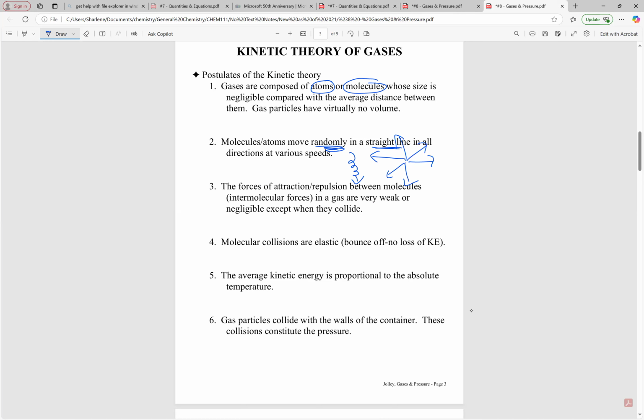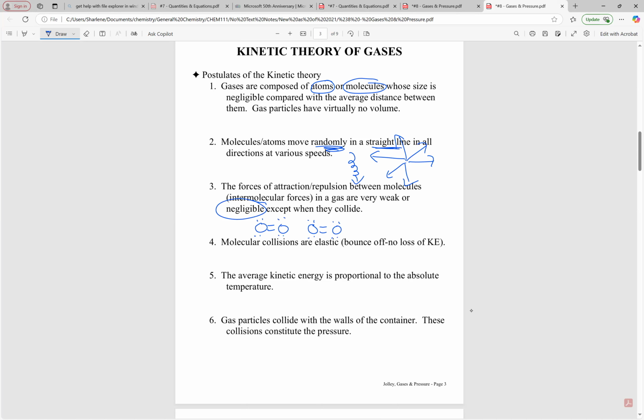Number three, the forces of attraction or repulsion between the molecules, those are called the intermolecular forces. Basically, they don't like each other. We are going to assume that if you have a diatomic oxygen sitting next to a diatomic oxygen, they don't care. They don't like each other. Who cares? They're just not going to interact. And again, that is an assumption, but it's a very good assumption.